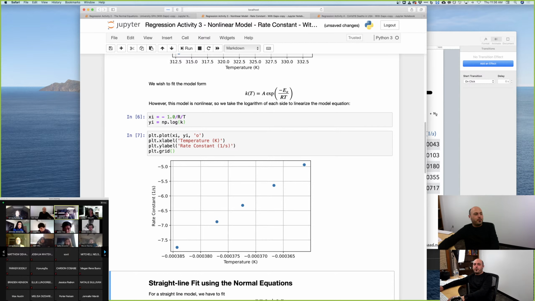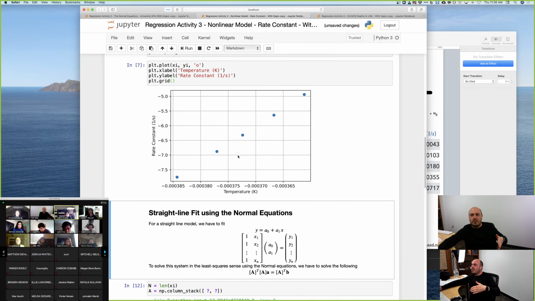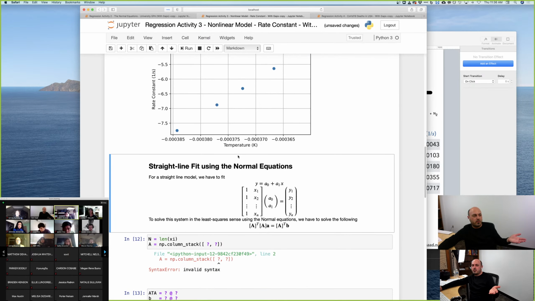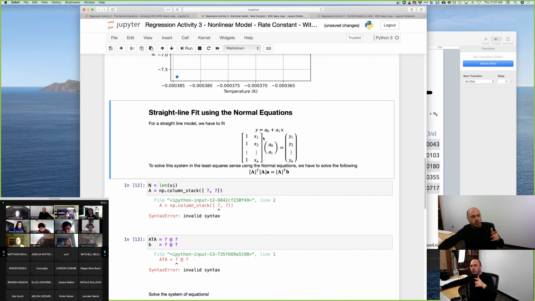Now, when I plot those, look what happens. It is a straight line. Okay? It is a straight line. And that's expected because the data was exponential. You take the logarithm, it's just going to become a straight line. Okay, it's like doing it on a log-log plot. Now we're going to fit the normal equations.